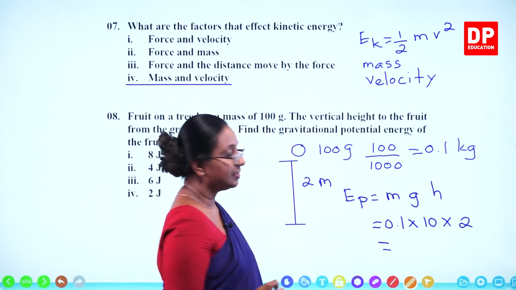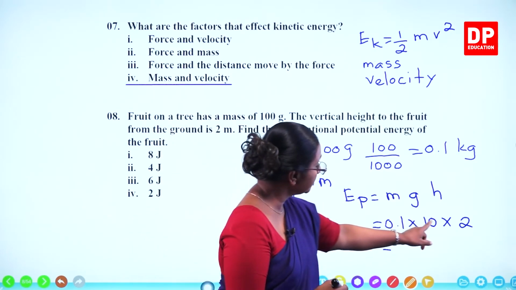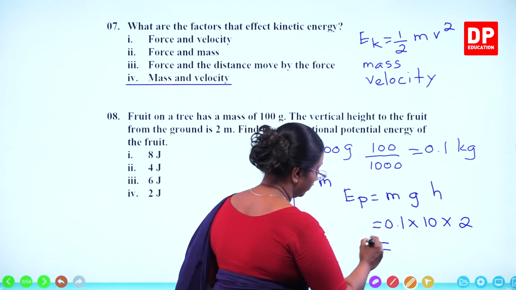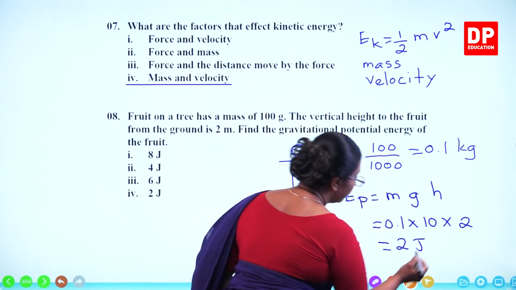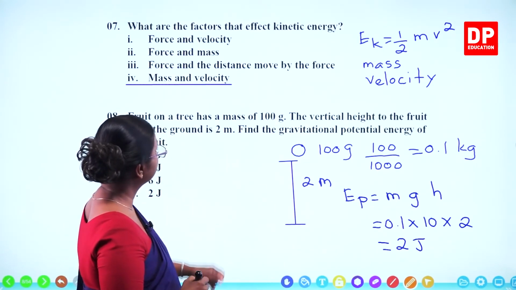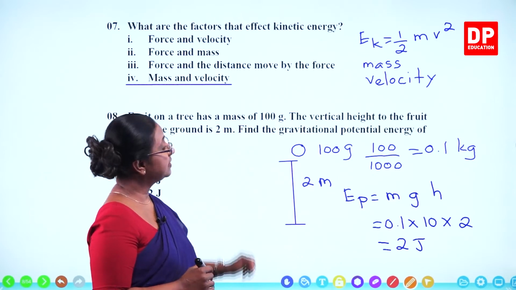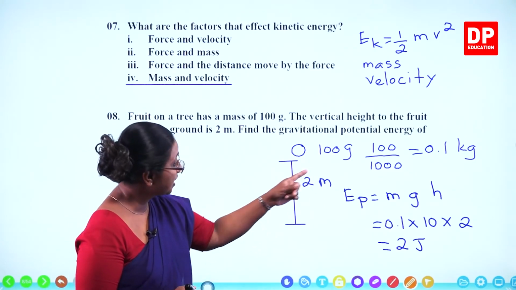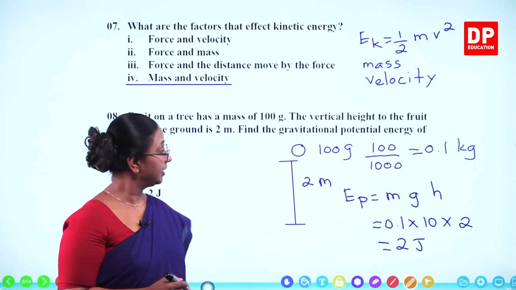So if we multiply that, 0.1 into 10, 1. 1 into 2, 2. So it's going to be 2 joules. That is the potential energy possessed by the fruit. The mass is only 100 grams, but when we convert it to kilograms, it becomes 0.1 kilogram.